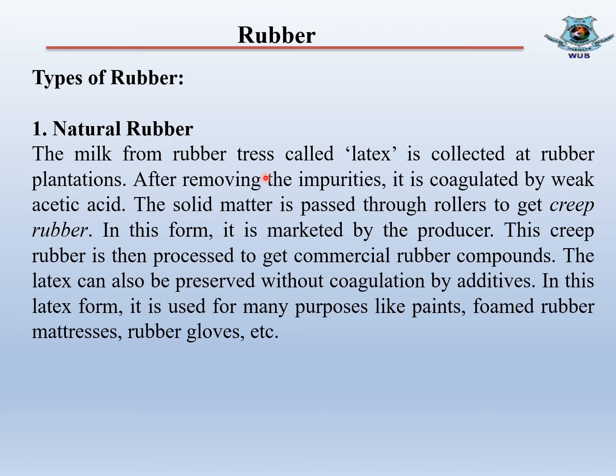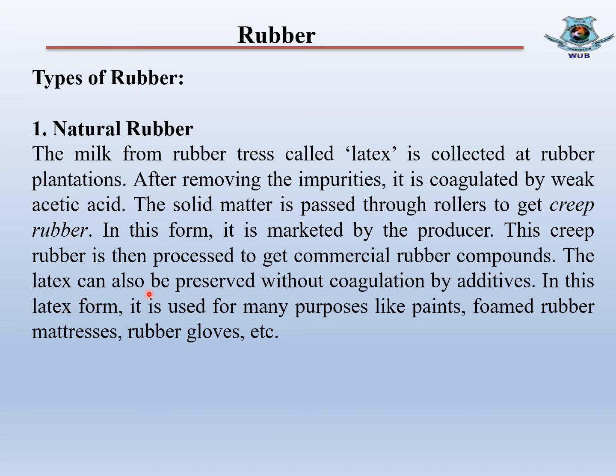The milk from rubber trees, which is called latex, is collected at rubber plantations. After removing the impurities, it is coagulated by weak acetic acid. The coagulated latex is turned into small pieces in a special machine, through which water is constantly circulated, and rubber pieces thus obtained are dried, squeezed through rollers, and flattened into thin sheets. In this form, it is marketed by the producer, and it is known as crepe rubber. This crepe rubber is then processed to get commercial rubber compounds.